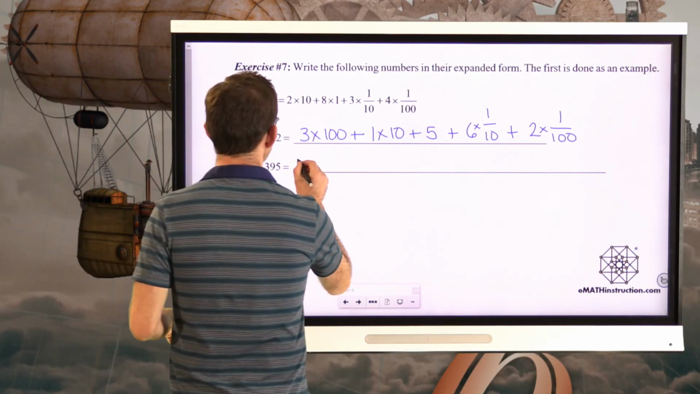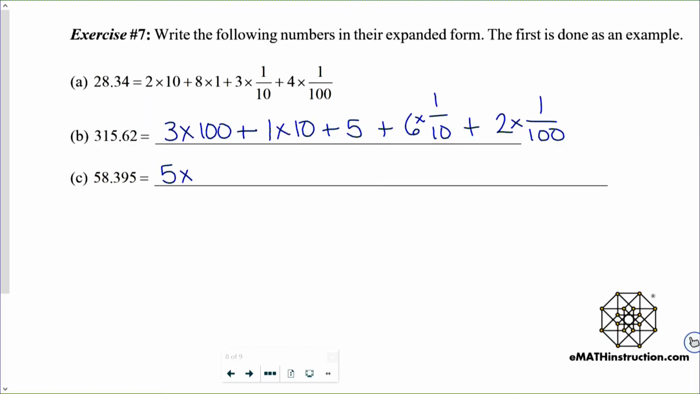In this case, we start with tens. We've got 5 tens for 50. We've got 8 ones, and I'm going to throw that in. 8 times 1, I'm going to throw that in as well, right? Then we have, whoops, where'd that plus go? We have 3 tenths. We have 9 hundredths. And we even have 5 thousandths.